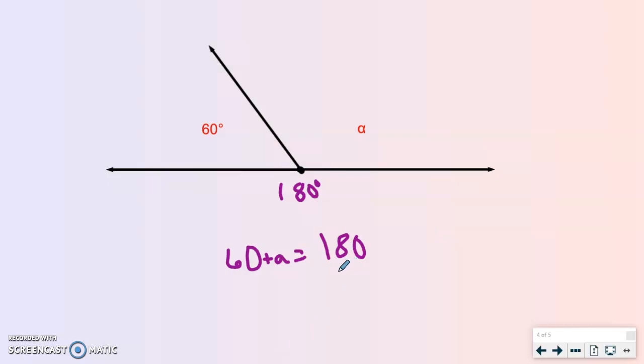All right, let's see how you did. Hopefully you subtracted 60 from the 180, and you should have gotten 120 degrees for angle A. If we add these back together, we would get the total 180 degrees of the straight angle.